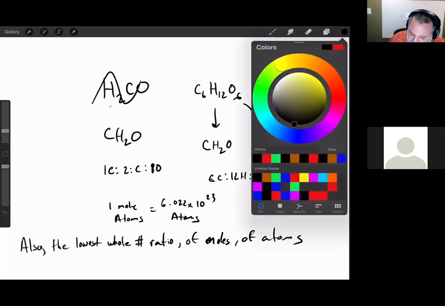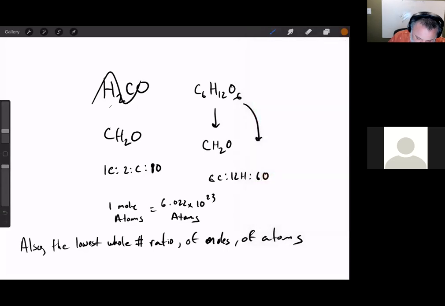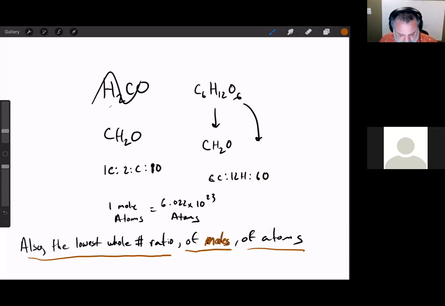So I already had this definition. Empirical formulas are the lowest whole number ratio of atoms. I already had that part. But I want to add the next part, because remember, if I'm talking about moles, I am talking about counting atoms. So I'm going to insert the definition for moles here. An empirical formula is also the lowest whole number ratio of moles of atoms.